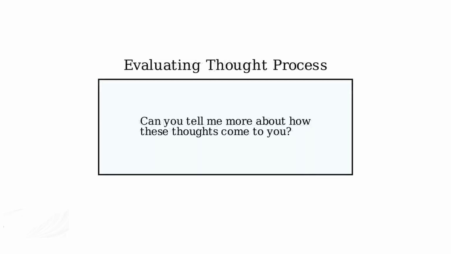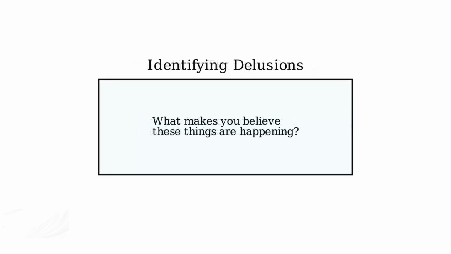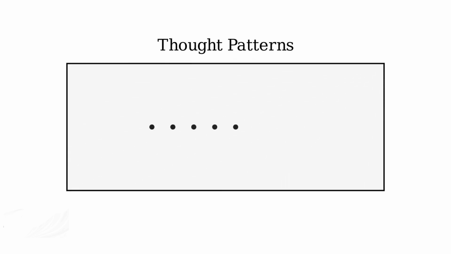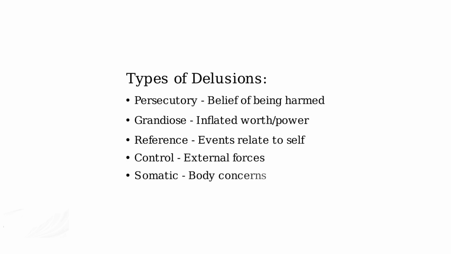We then evaluate their thought process, paying attention to how they express and connect their ideas. Special attention is paid to potential delusions and how firmly these beliefs are held. Thought patterns can be linear, tangential, or circumstantial. Each pattern provides important clinical information. There are several types of delusions, each with distinct characteristics that need to be carefully documented.